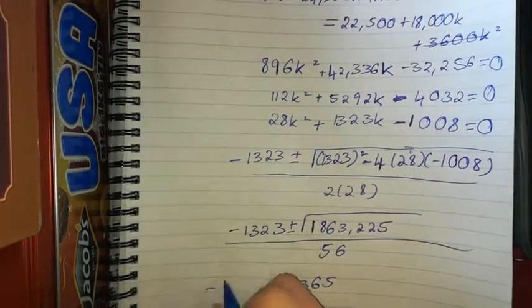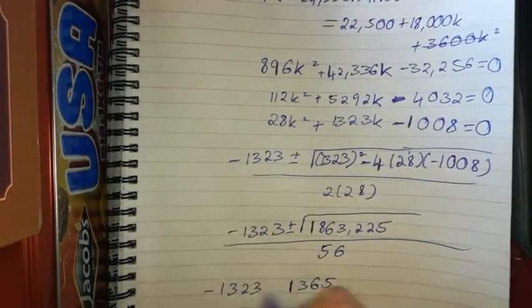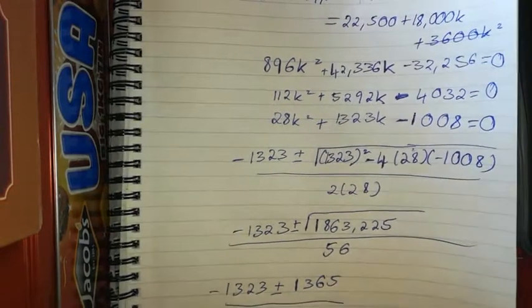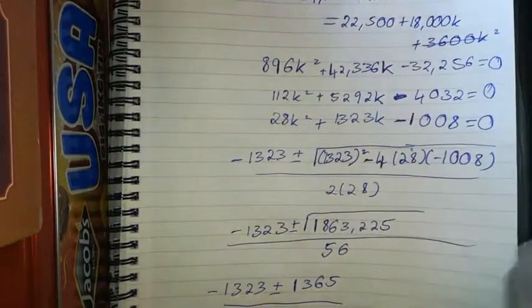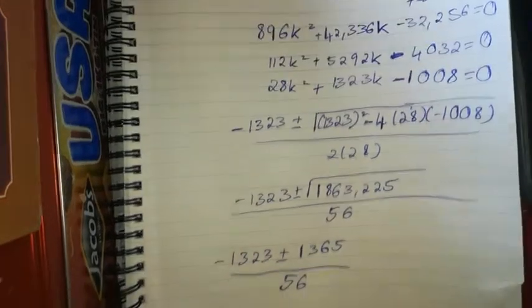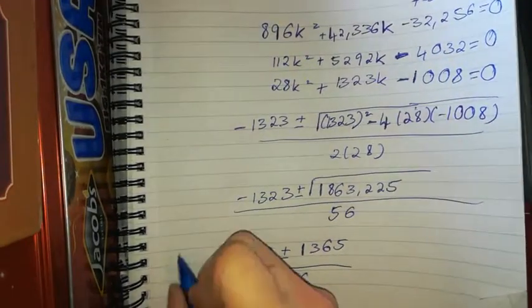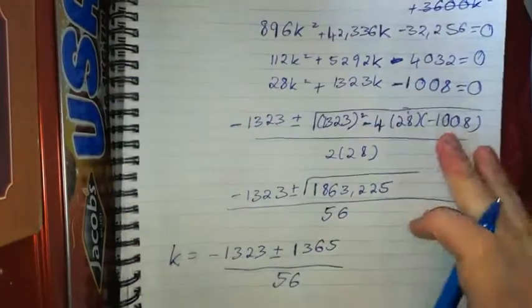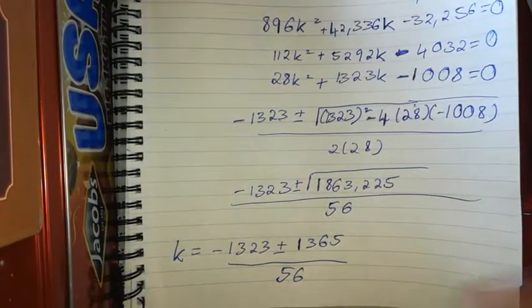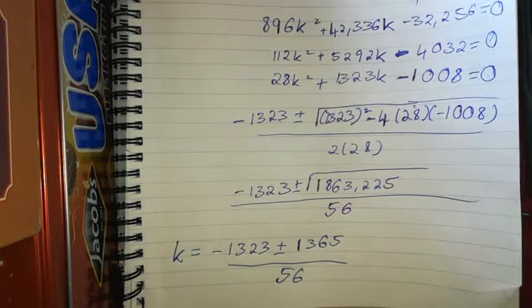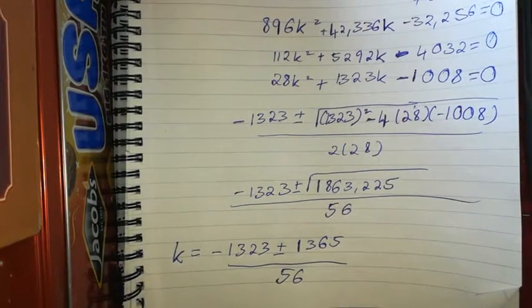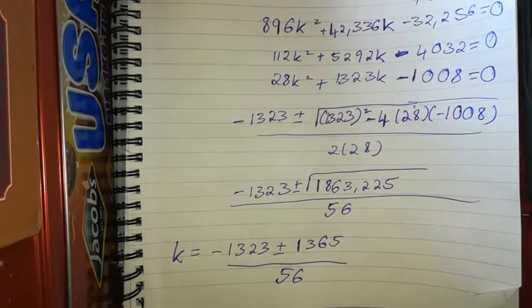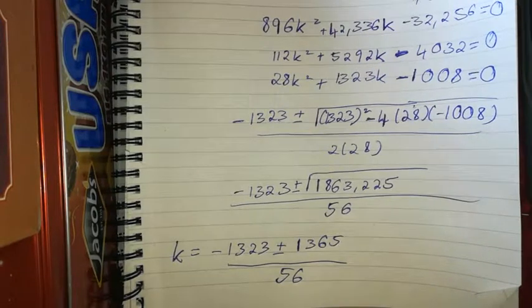So it's minus 1323 plus or minus this, all over 56. So that's what k is equal to. Now I want to work out 1323 minus that over 56, so minus 1323 minus 1365 over 56.